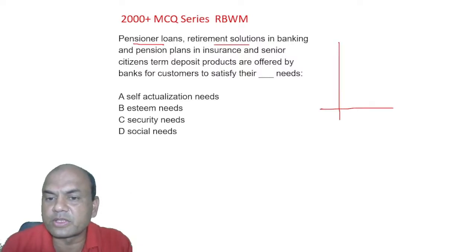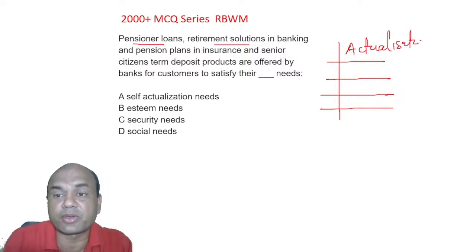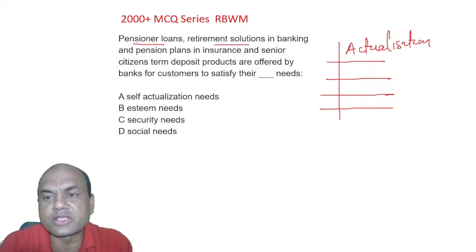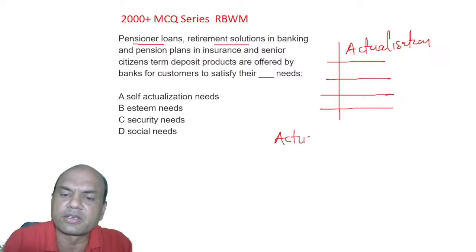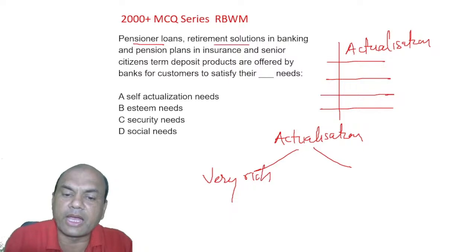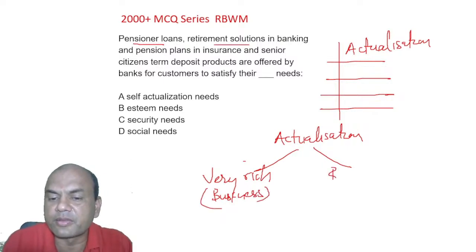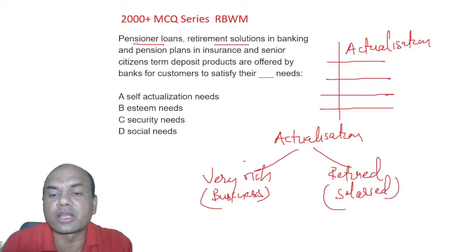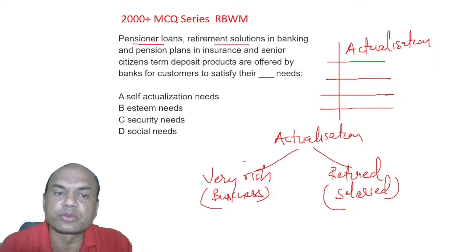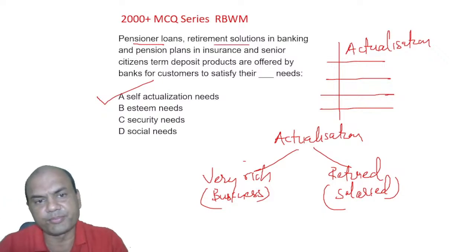As told to you earlier, physiological, safety, social, esteem and then actualization. As per your JIB, the concept is actually very different, but for your JIB always remember actualization will have two types of persons. Number one, the very rich businessman, related to business. And in salaried, the person who is retired. So whenever you're talking of actualization level, you're talking of these two persons. Pensioner loans, retirement solutions, pension plans will be offered to the retired person, so it will be self-actualization needs. Simple.